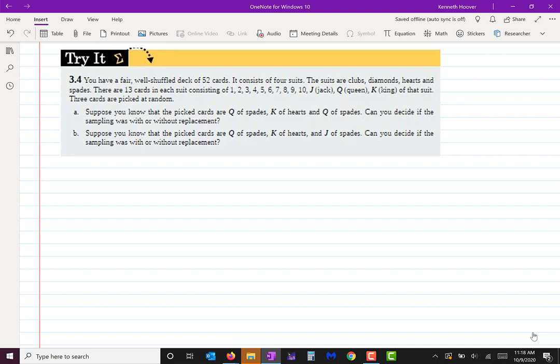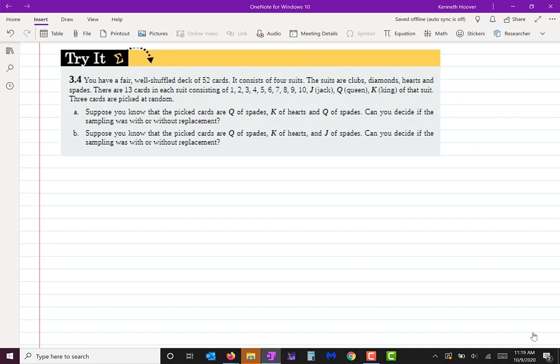Suppose you know that the picked cards are Queen of Spades, King of Hearts, and Queen of Spades. So that means you're drawing a card three times. And first you draw Queen of Spades, next you draw King of Hearts, and then the third time you draw Queen of Spades again. It says, can you decide if the sampling was with or without replacement? We talked about that word replacement a long time ago. So let me remind you of what it means. Here we're drawing three cards. They are asking, after you draw a card, are we putting it back into the deck before we draw the next time? Or are we keeping the card out of the deck after it's been drawn? Okay, that's what it means.